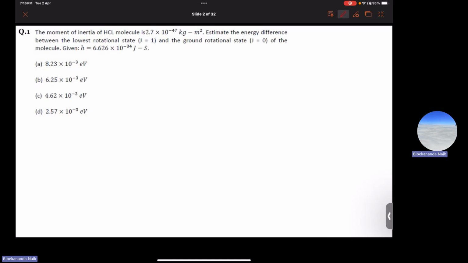So let's solve this question now. For us, it is given that the moment of inertia, which is represented by I, for HCl molecule is 2.7 into 10 to the power minus 47 kg meter square. So the moment of inertia is given, and we need to estimate the energy difference.